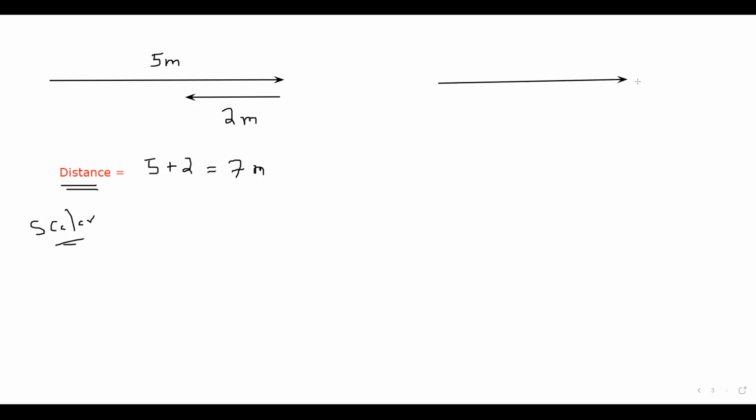But for the same question, the object moves 5 meters and then covers 2 meters. So 5 meters towards right and 2 meters back. It's up to you which direction you want to consider as positive. For example, right I consider as positive, so left will be negative. So what about the displacement?